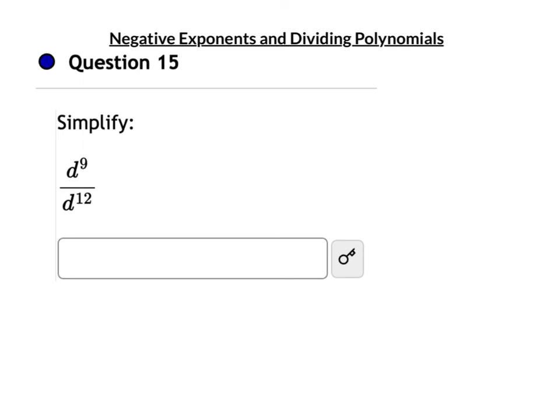In question 15, you could use negative exponents. Not my recommendation. This would be d to the 9 minus 12, which is d to the negative third. And then you have to remember, we're not putting negative exponents in our answer. This is 1 over d to the third.